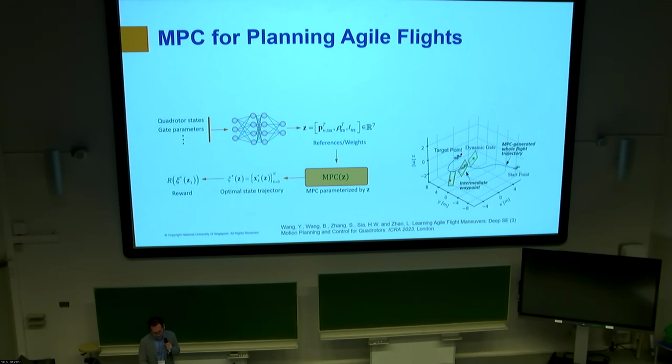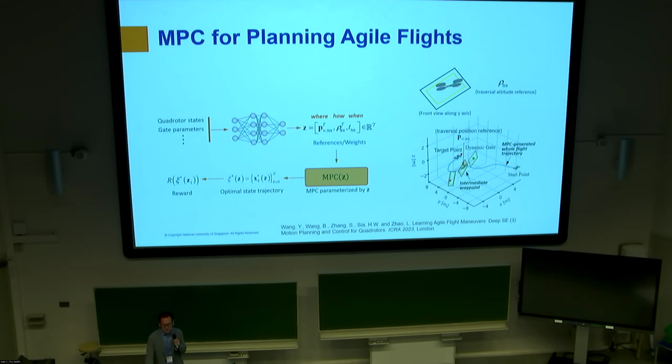So here is a general formulation. The neural network output will be the pose, the positions, the orientations, and the predicted time at which the quadrotor flies through the gates. So those are the output of the neural network. And those parameters, the Z vector, will be used to generate the references and the weights that are being used by MPC. And the optimal solution from the MPC will be evaluated.